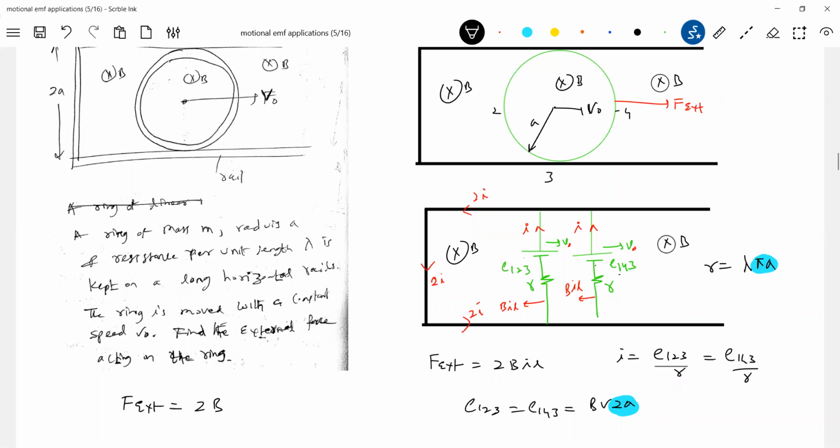What is I? I will be BV by 2A, and this length also here. Here I also wrote L, but it should be 2A. What is the value of I? BV by 2A, and R is lambda by pi A into this 2A. This is what I is.